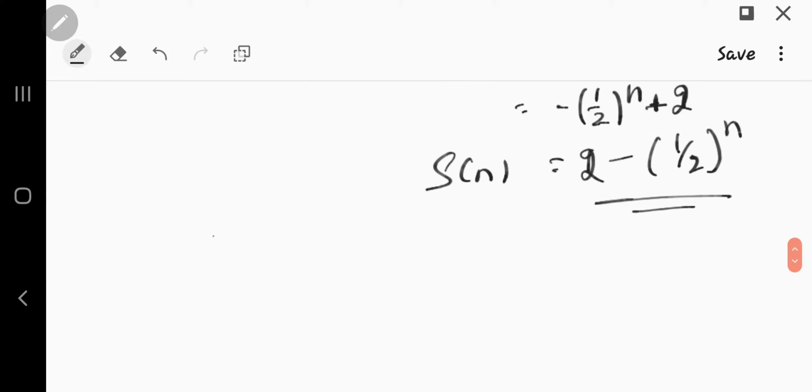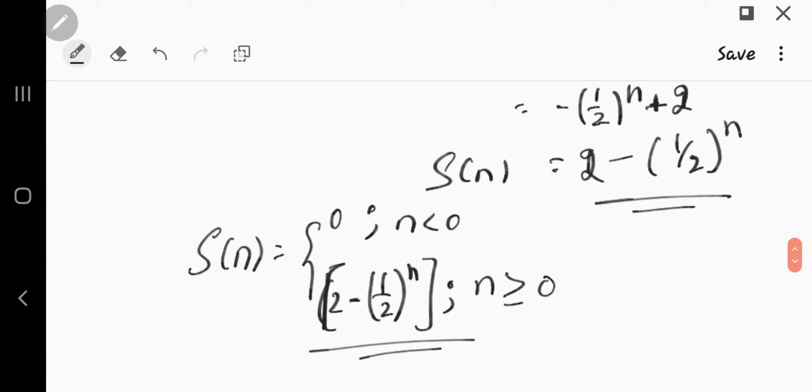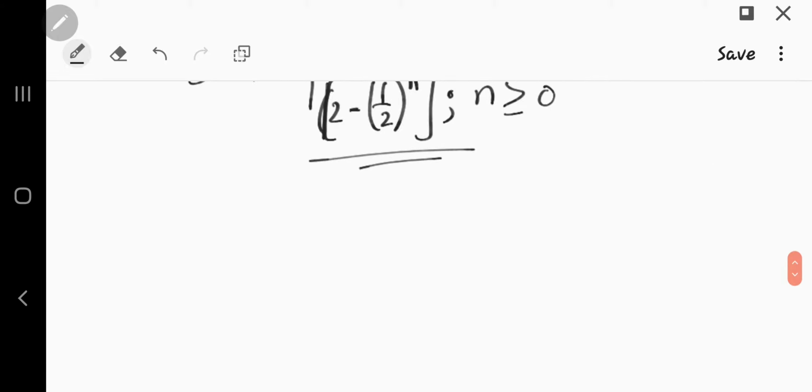Now you can summarize this. S of n is equal to 0 for n less than 0, and S of n is equal to 2 minus 1 by 2 to the power of n for n greater than or equal to 0. So this is the solution for the problem here. So take one more problem here.